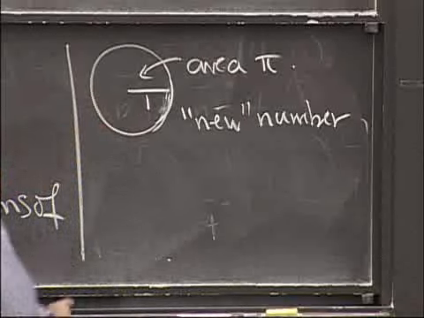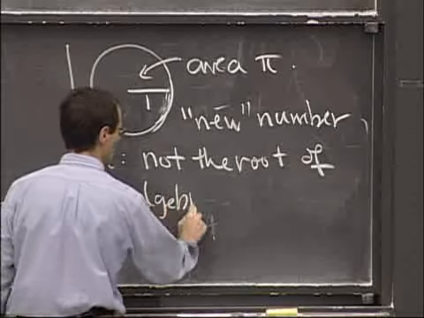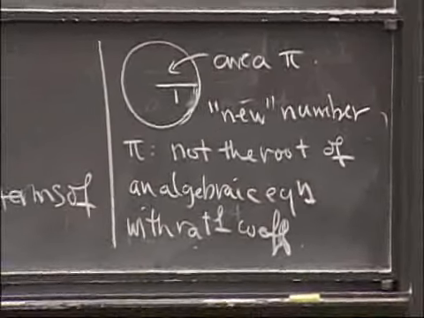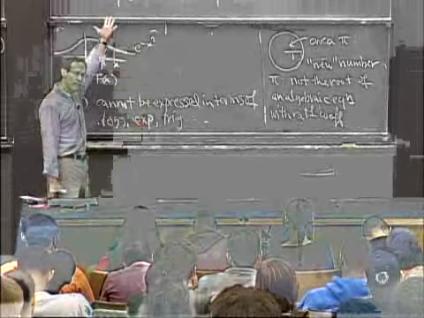And the weird thing about this number, pi, is that it is not the root of an algebraic equation with rational coefficients. It's what's called transcendental, meaning it's just completely outside of the realm of algebra. And indeed, the logarithm function is called a transcendental function because it's completely out of the realm of algebra. It's only in calculus that you come up with this kind of thing.